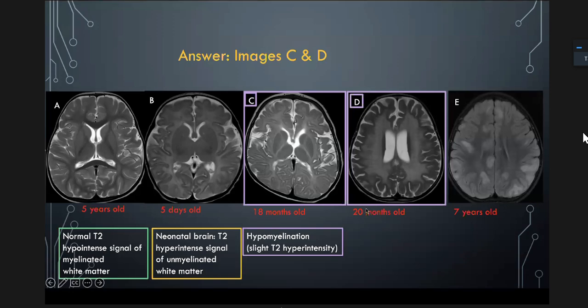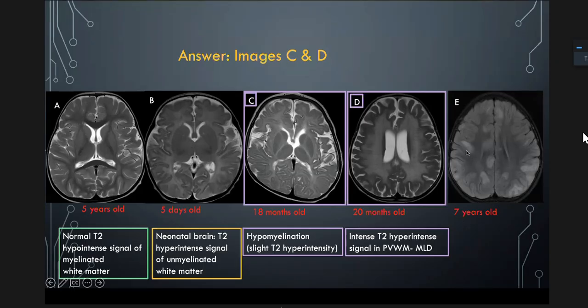Now, this is a 20-month-old child, image D, and here we see an extremely bright signal involving mainly the periventricular and the deep white matter. There are also T2 hypointense bands within this abnormal white matter signal. Notice the subcortical white matter is still T2 dark, so it's normal. That means the myelination was normal, and then it was damaged or affected. This is classically seen in dysmyelinating leukodystrophy, and this is a case of metachromatic leukodystrophy.